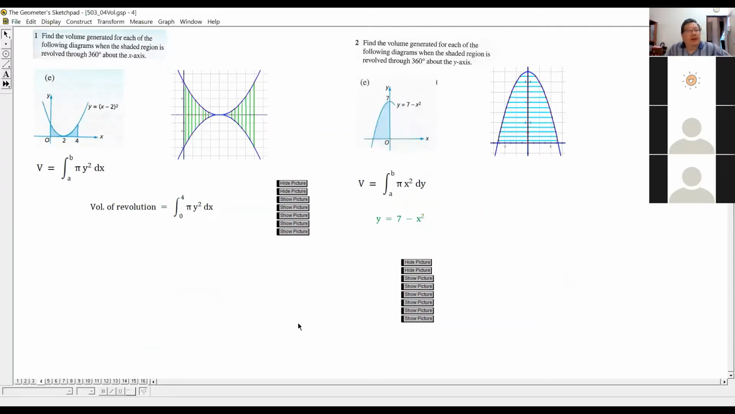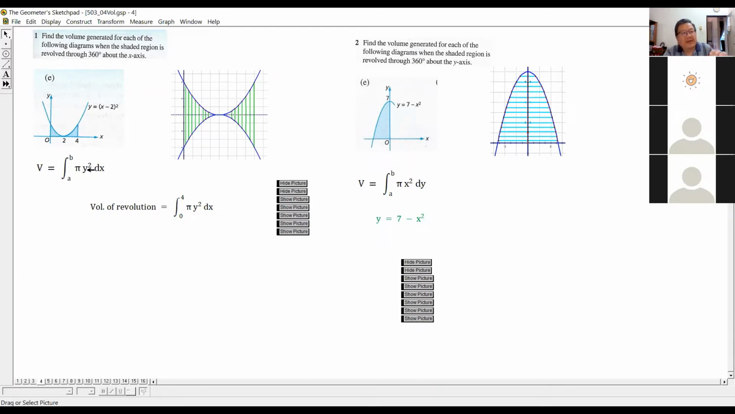Okay, so again, we look at the volume of revolution. One problem is between the curve and the x-axis, rotated about the x-axis. Another problem is between the curve and the y-axis, and this part is rotated about the y-axis. Another thing you have to be careful about is the square of the function.